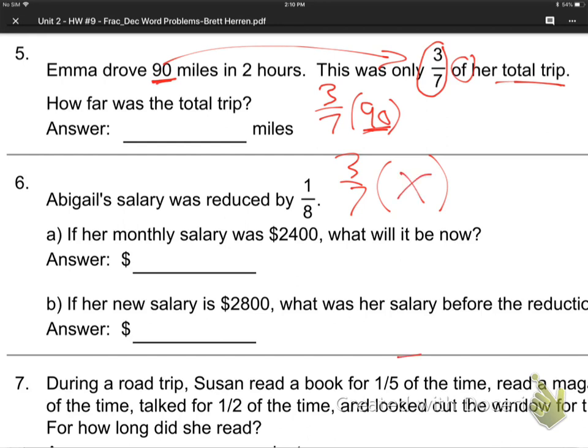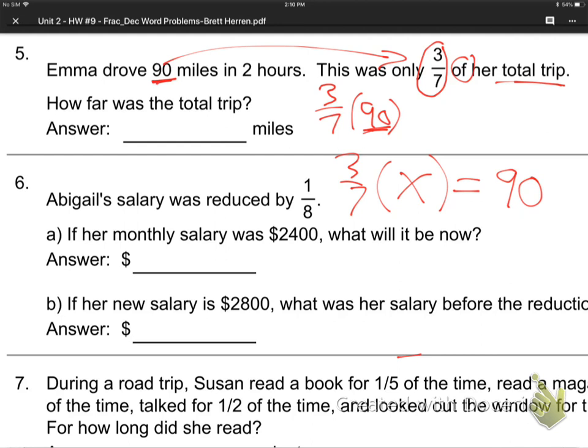I can just make it X, huh? I think I heard Kayla say X. Right? Is that an X? Right. And that's going to equal, what's that going to equal? The 90, right? Because 3/7 of her total trip is 90 miles. Isn't that what the words are saying?